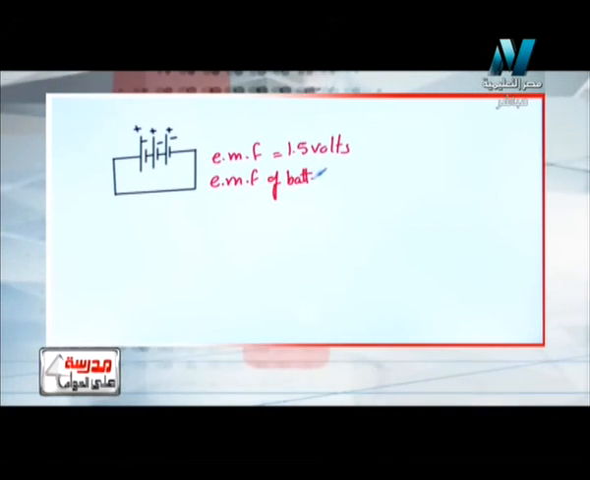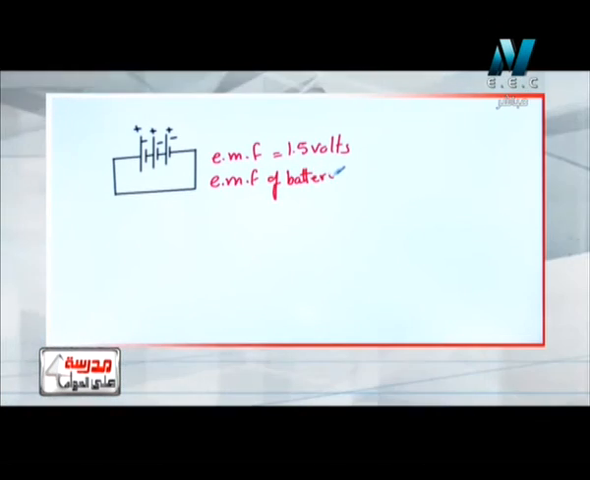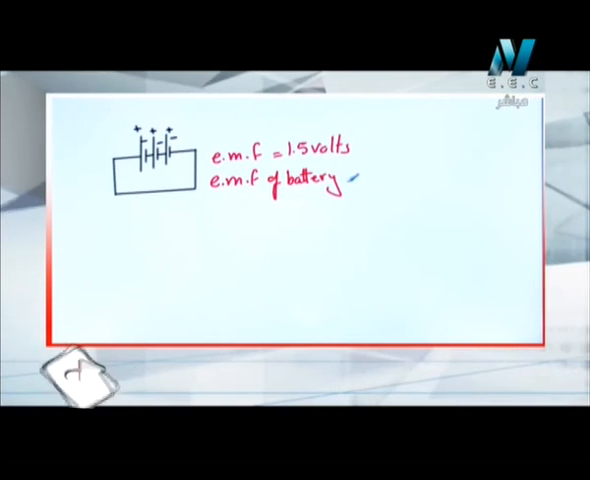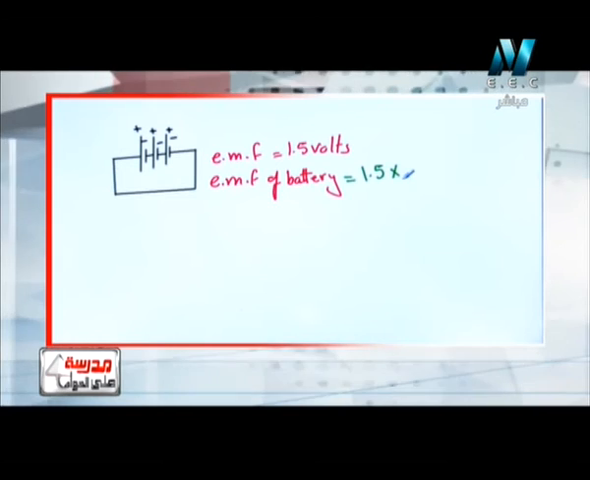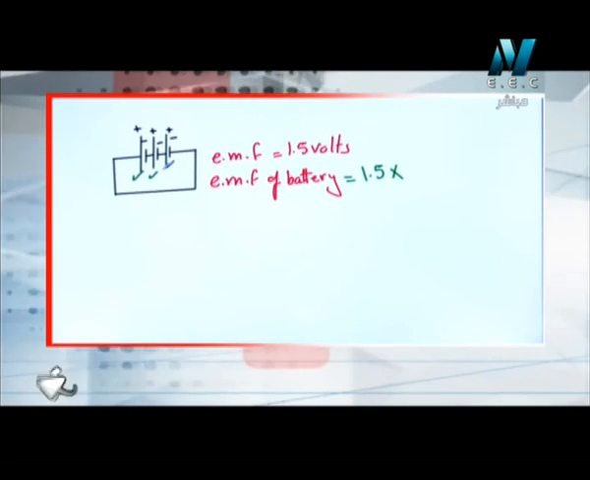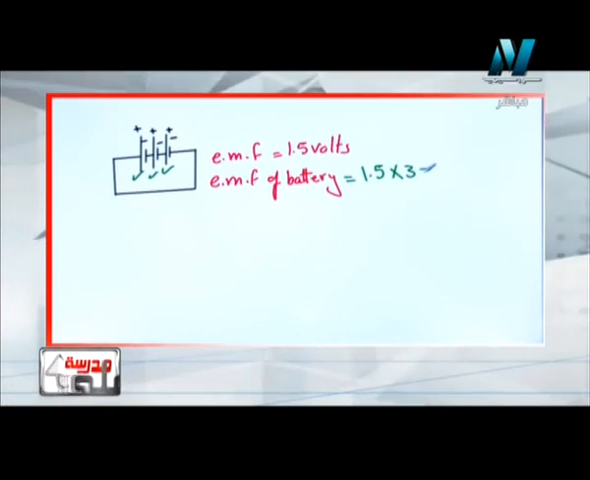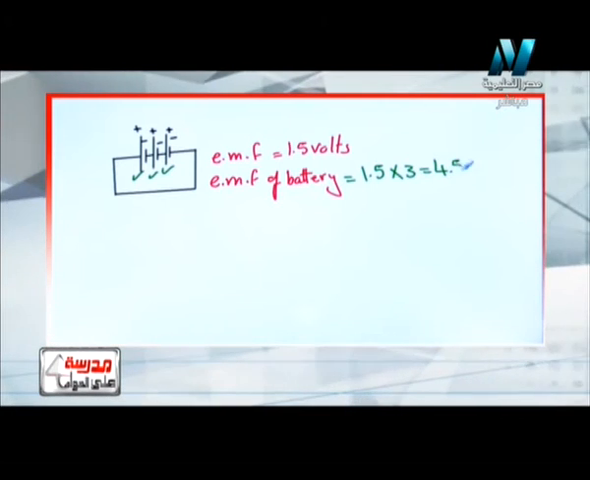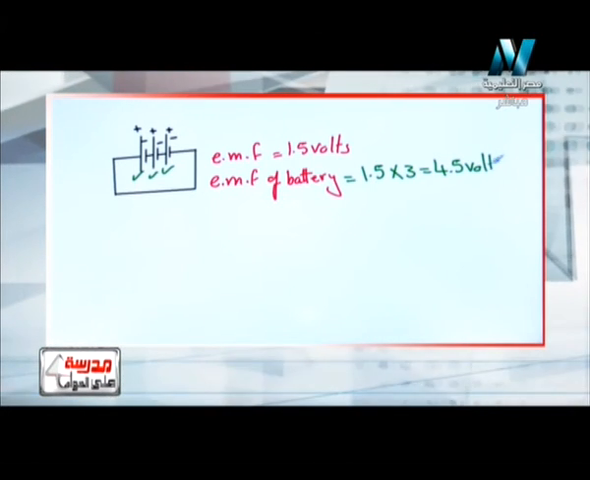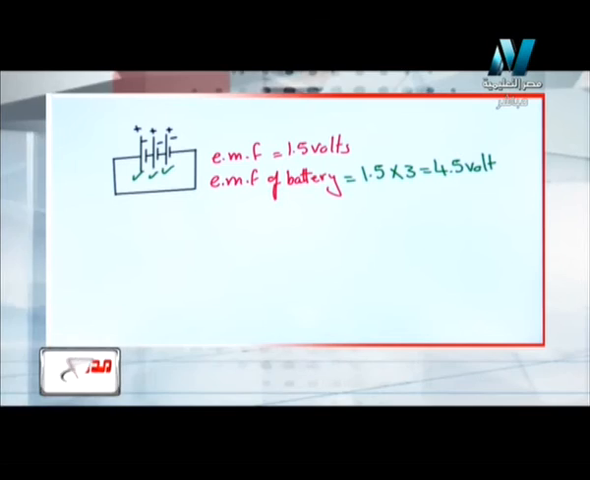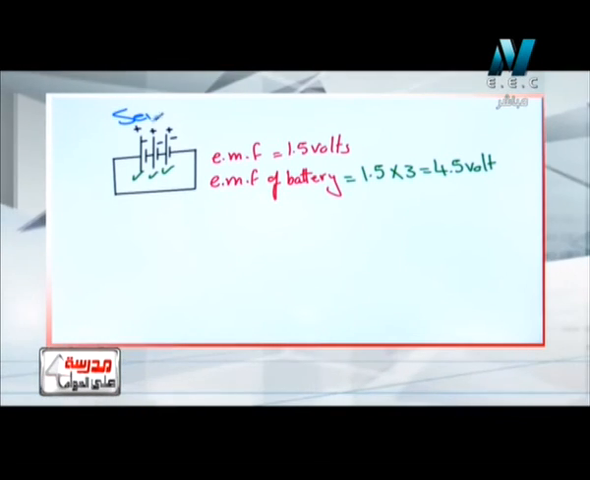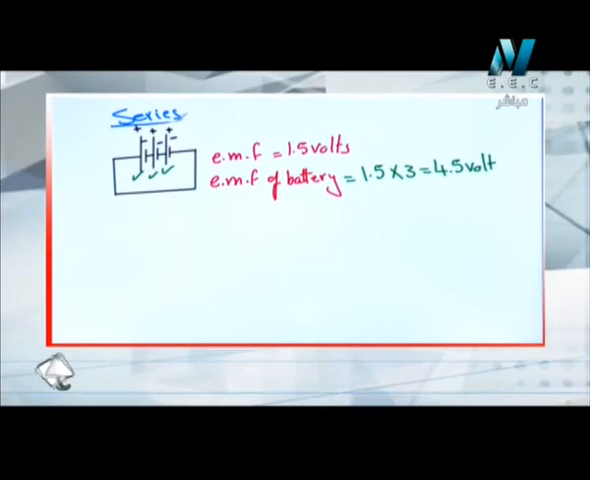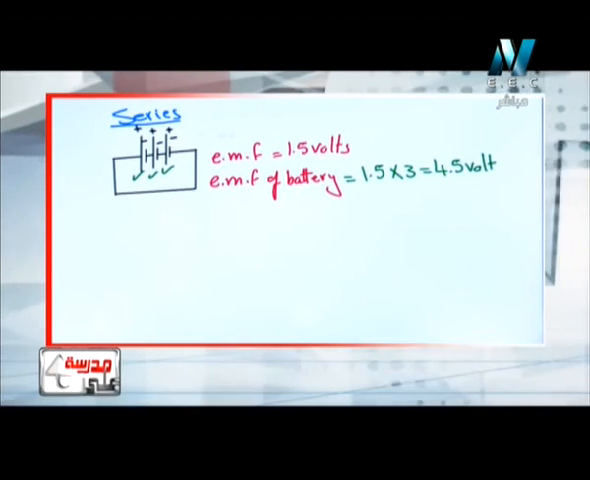The whole battery together equals how much? It's easy to answer: 1.5 times how many? 1, 2, 3. 1.5 times 3 equals 4.5 volts. So what is this connection called? It's called series connection, one after another.